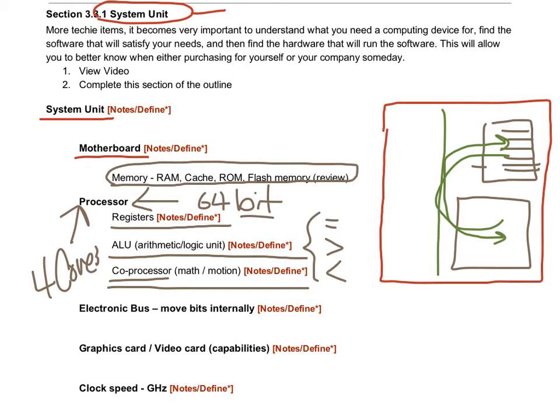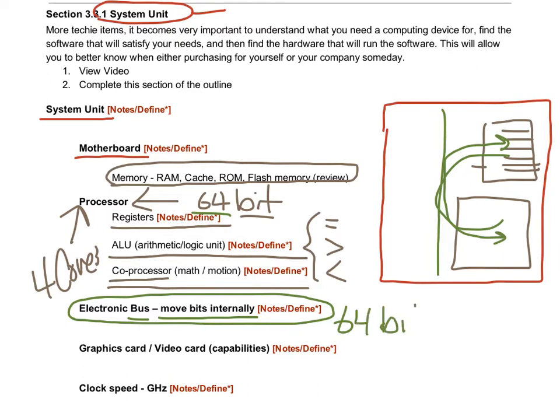We have this electronic bus. Sounds funny, electronic bus, that moves the bits internally. And if you have a 64-bit processor, you would have a 64-bit bus. And same thing, there can be more than one bus inside there moving the work.